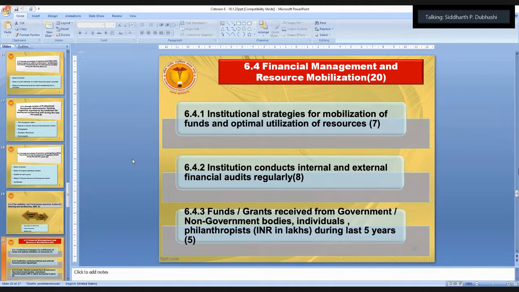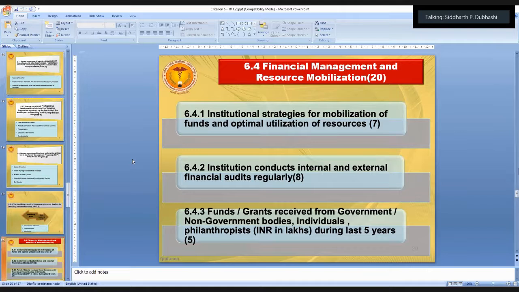That is the institutional strategies for mobilization of the funds, whether the internal and external financial audits are conducted. This is a regular thing done by all the institutions, but whether it is done with proper decorum. The funds and grants received from government or non-government bodies, individuals, philanthropists.